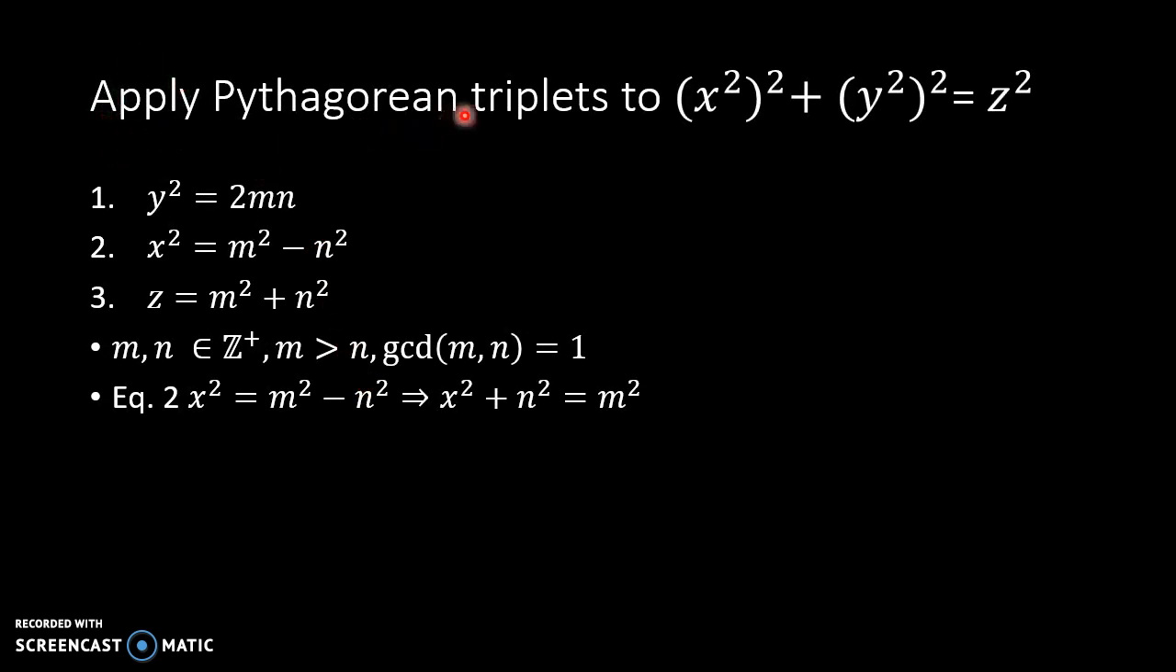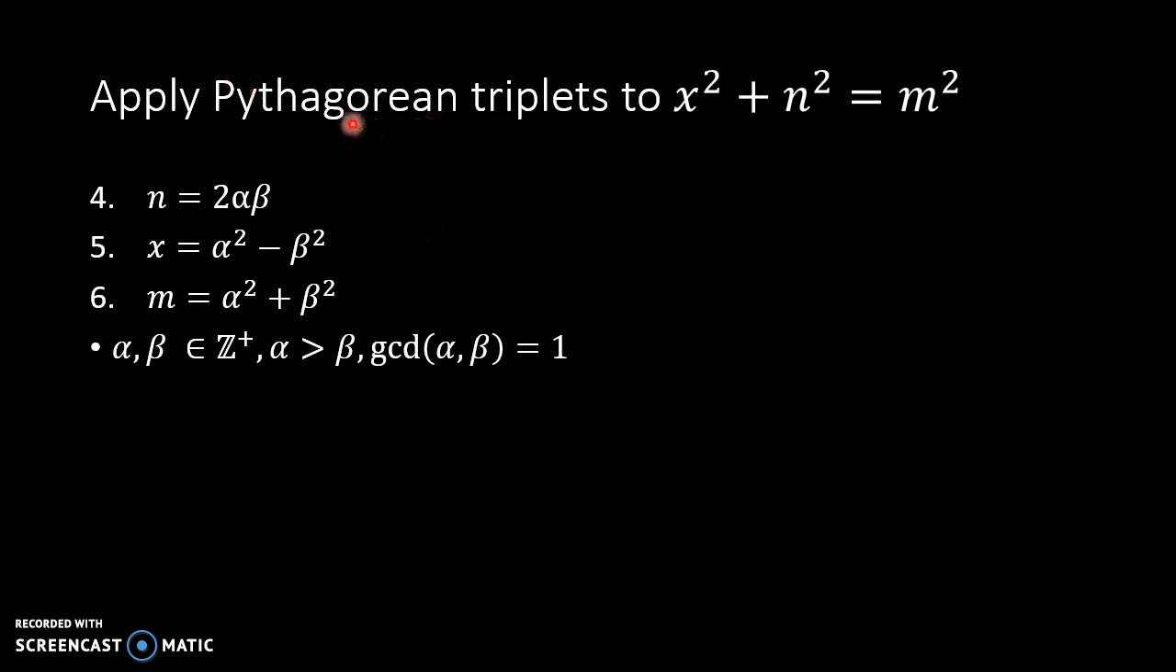We'll next apply the Pythagorean triplets to our equation x squared squared plus y squared squared equals z squared, and we'll see that y squared equals 2mn, x squared equals m squared minus n squared, and z equals m squared plus n squared, where m and n are positive integers and m is greater than n. Also, the GCD of m and n equals 1. If you look at equation 2, we'll see that equation 2 implies the following equation, that x squared plus n squared equals m squared.